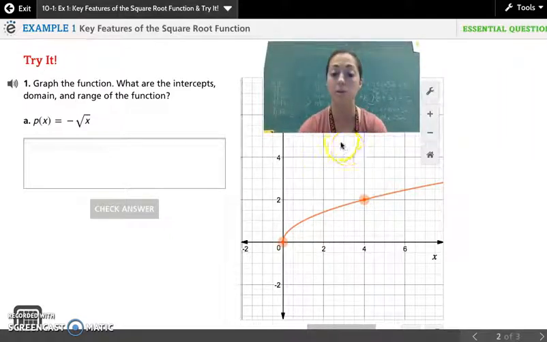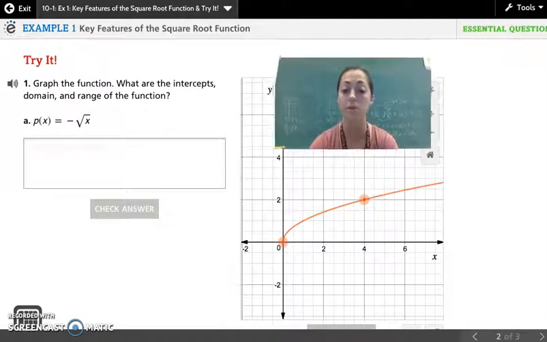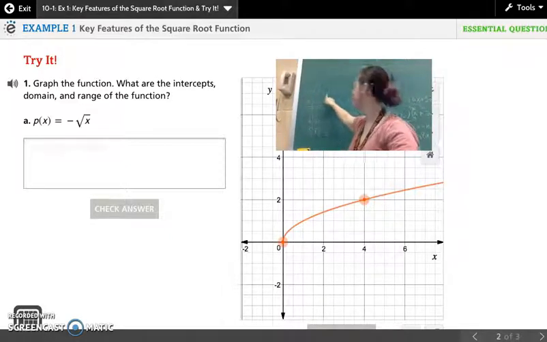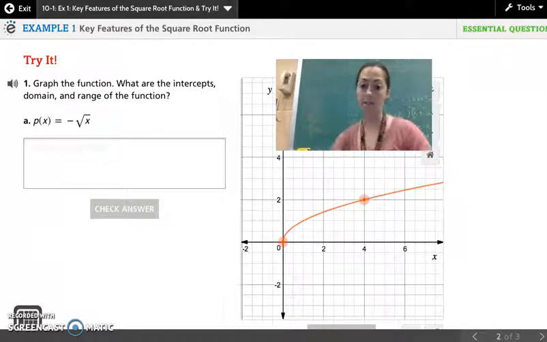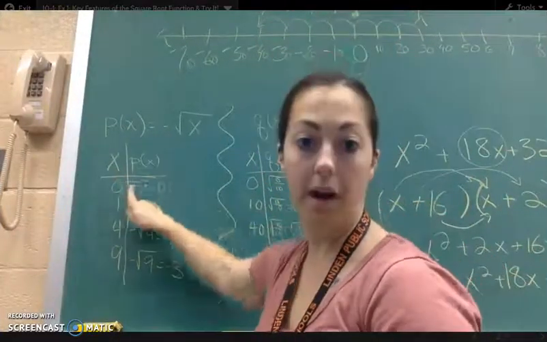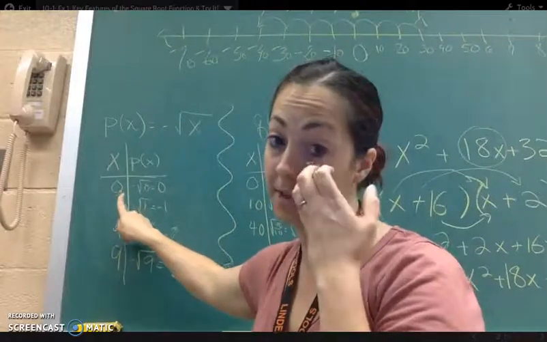All right, so first things first, and you might see this behind you. It looks paused on my end. Okay, we're moving. So p of x equals negative square root of x. I'm going to make that bigger so you can just see me. Okay, so I've got my x values. And notice what x values I pick.